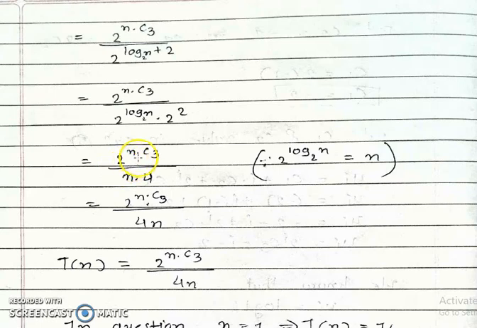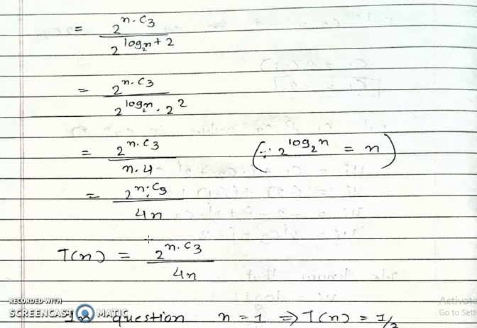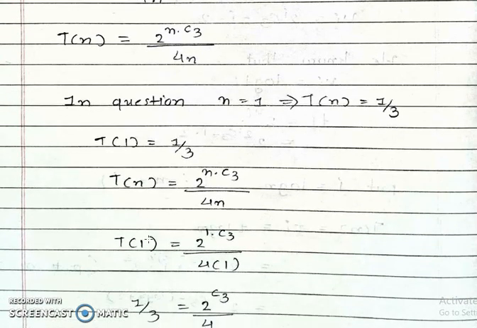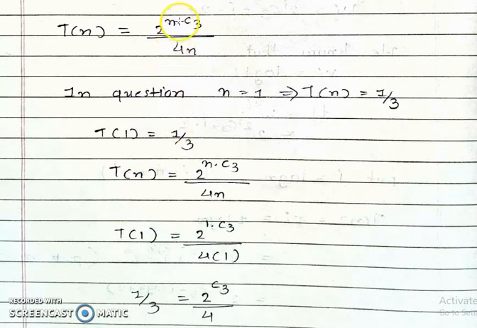So 2 raised to n into C3 divided by n into 4. Here we put 2 raised to log n base 2 is equal to n. So we replace this term by n and we get the final value 2 raised to n into C3 divided by 4n. So that we get T of n is equal to 2 raised to n into C3 divided by 4n.